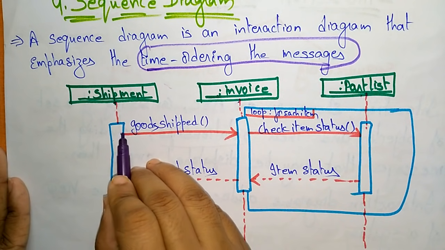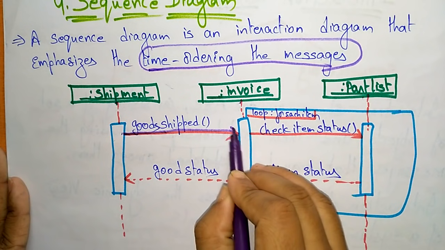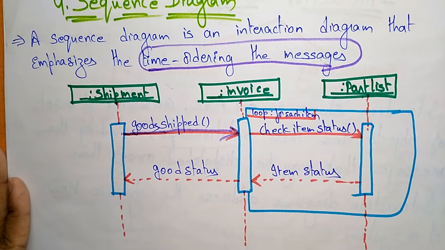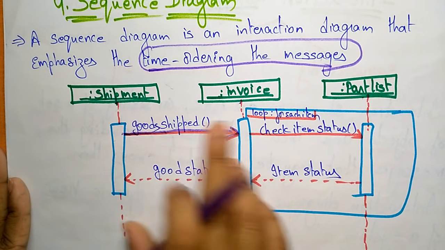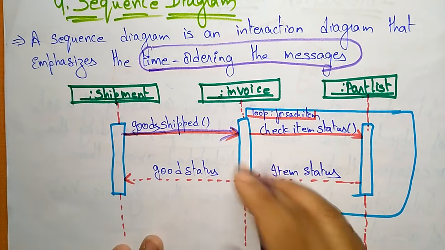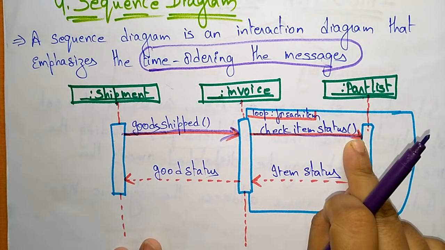The shipment people want to ship the goods. But before shipping the goods, they have to check the invoice, whether the customer has paid the bill or not. Is the customer getting whatever he is requesting? That means whether the goods being shipped are correct or not has to be checked. Once the goods are ready to ship, the invoice is checked. Then it checks the item status by checking the part list.